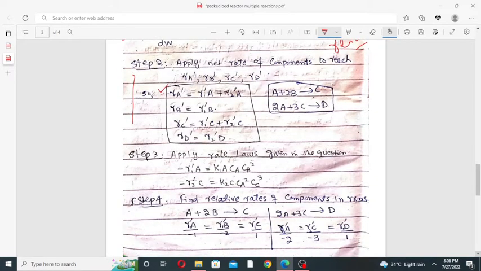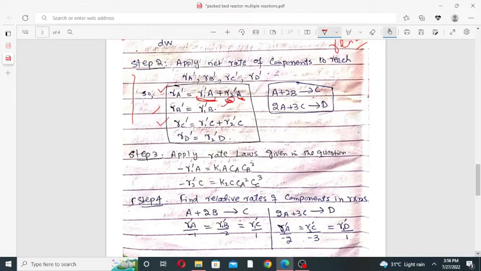So the rate of component A inside the packed bed reactor is RA dash, and it is equal to R1A dash plus R2A dash. R1A dash means the rate of component A in reaction number 1, plus the rate of component A in reaction number 2. Remember, this 2 is for reaction number 2 and A is for component A. Similarly, the rate of component B is RB dash, and it is equal to R1B dash.